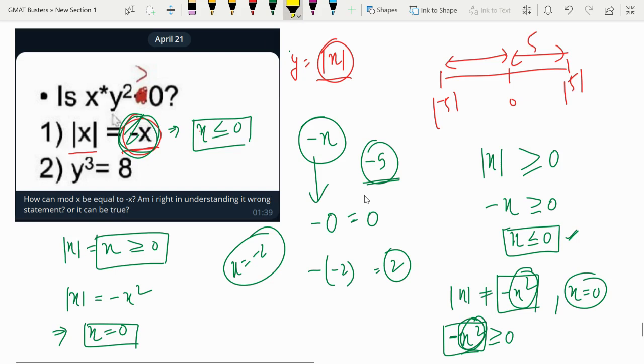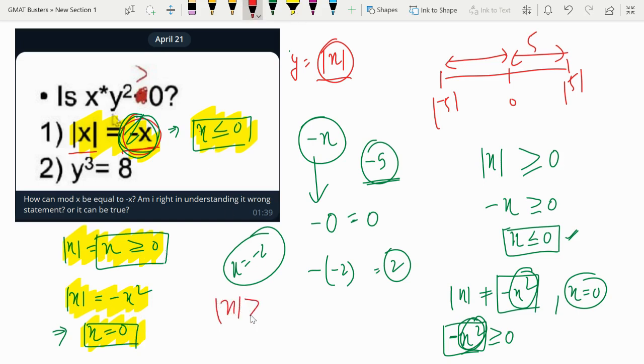Remember like this: if mod x is equal to minus x, then the value of x is less than or equal to 0. If mod x is equal to x, then the value of x is more than or equal to 0. If mod x is equal to minus x square, then x is equal to 0. Similarly, if they have given mod x is more than x, then what can we say? Tell me. Then x has to be negative only. It cannot be 0. It cannot be positive.